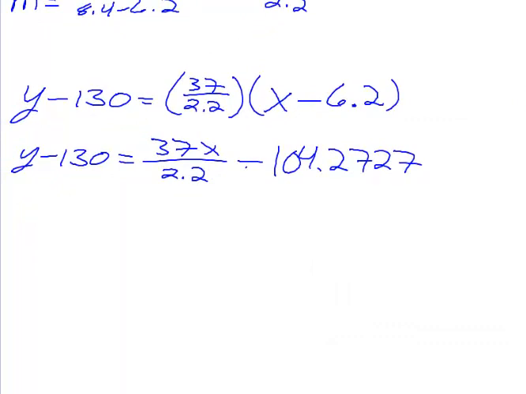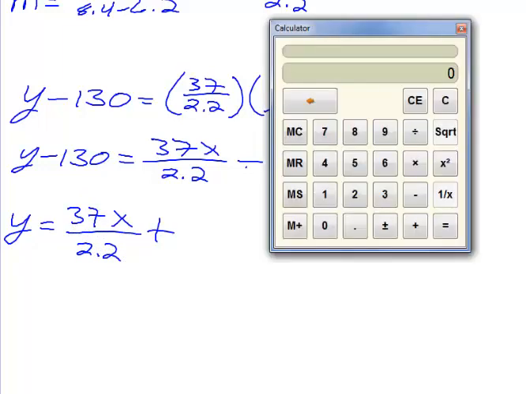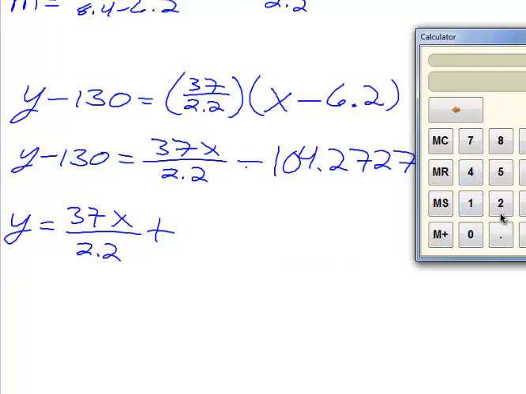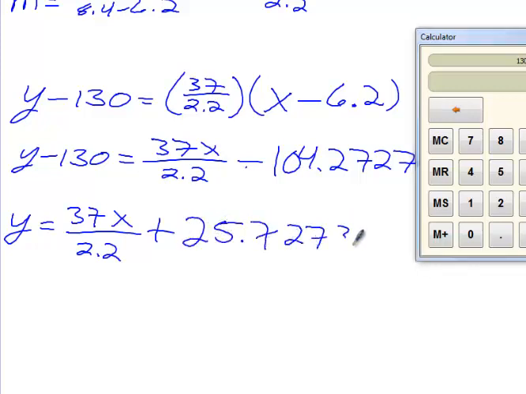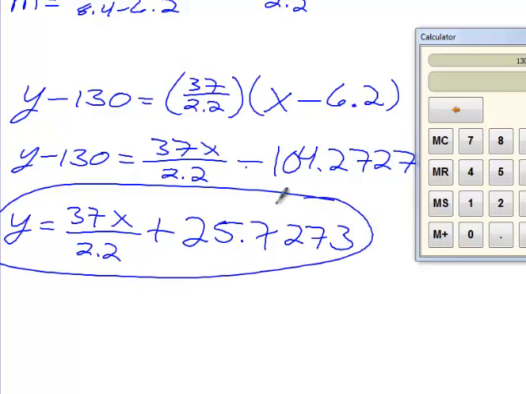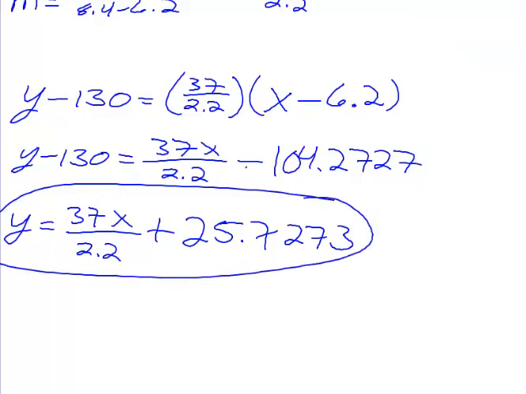Okay, so how do I get y by itself? What do I do? Add 130. There you go. So y equals 37x over 2.2 plus, let's try this one more time, 130 minus 104.2727. There we go. That looks a lot better. 25.7273. So this is what I'm saying the line of best fit should look like. That equation. Everybody all right up to this point? Yes or no?